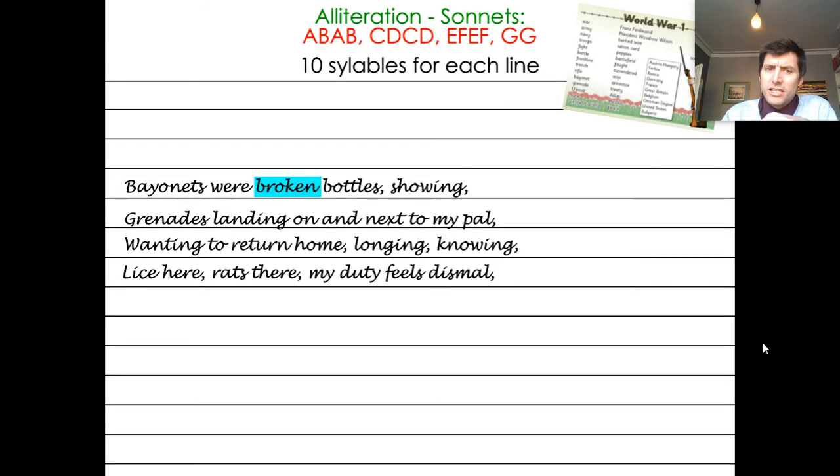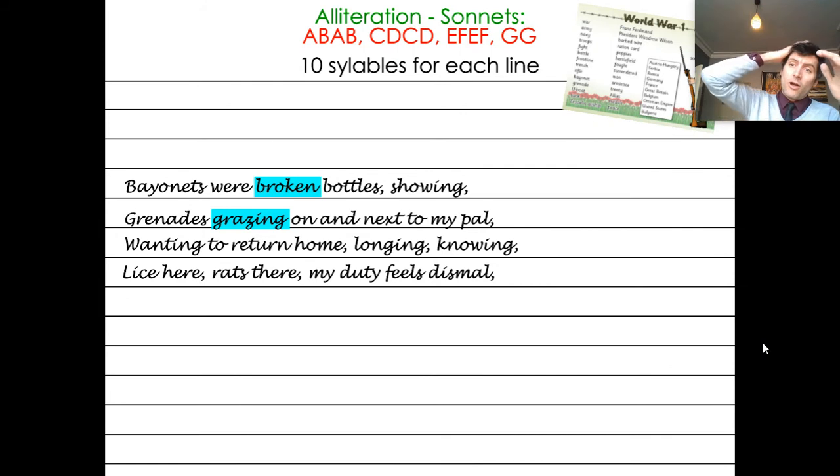We talked earlier, didn't we, about broken. So now I've got bayonets with broken bottles. Landing, grenades landing. Could I do something else? Grenades going on and next. Not sure about going. Can I change it? Grazing. If they're grazing, it means they're touching me maybe, but not completely exploding on me. So they're touching me and flying past.